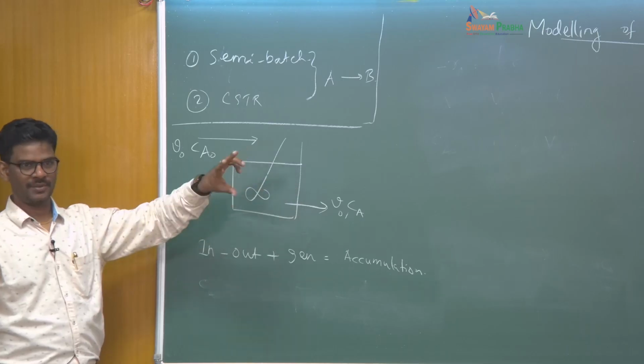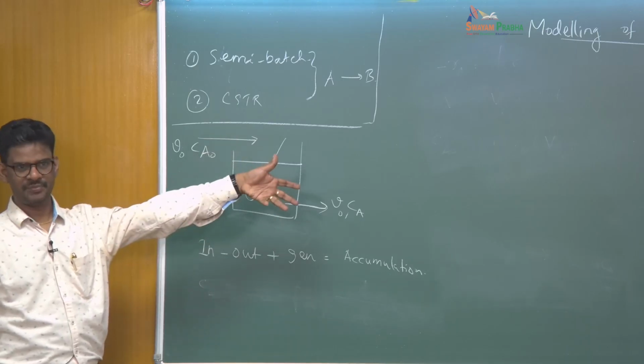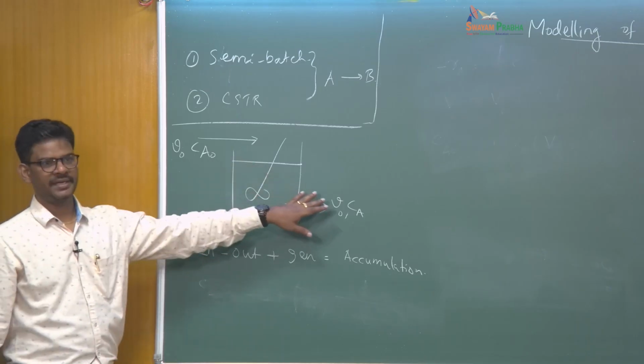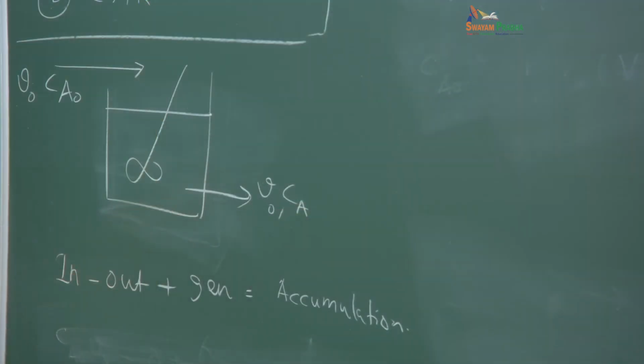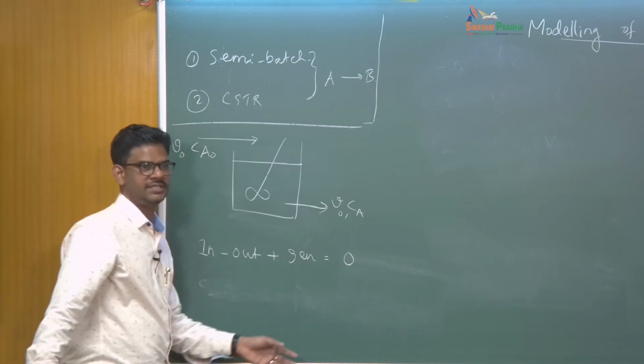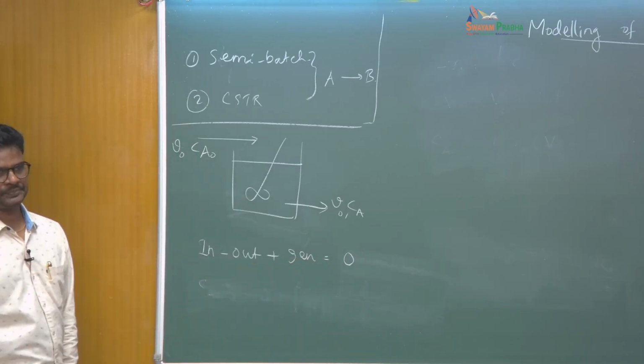So I was looking at one example where there's an unsteady state behavior. Now I'm talking about a steady state behavior. CSTR we mostly handle in a steady state behavior. So clearly there is no accumulation term here, right? Steady state, nothing changes with respect to time.